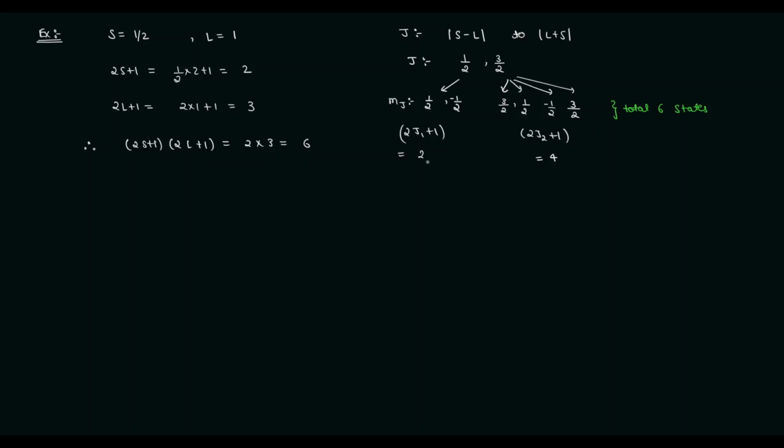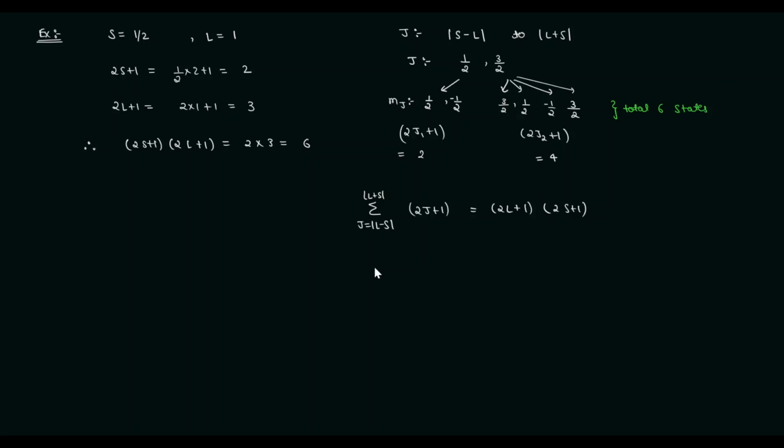With 2J plus 1 states, for J equal to half and for J equal to 3 by 2, we will have 2 and 4 states, and in total we have 6 states, which is the same result we got from here, 2S plus 1 into 2L plus 1. So the summation of 2J plus 1 from J equal to L minus S to L plus S will be equal to 2L plus 1 times 2S plus 1.